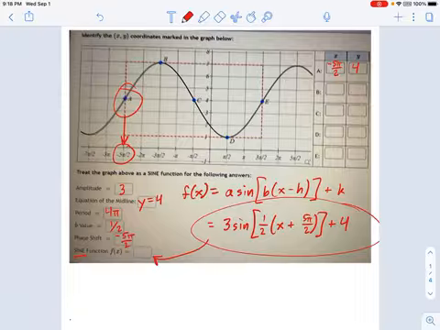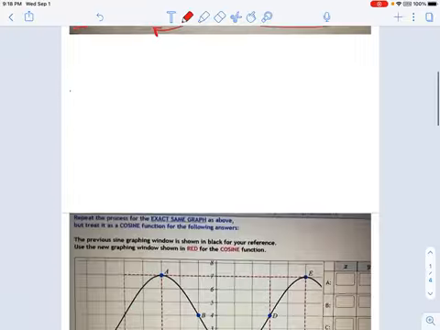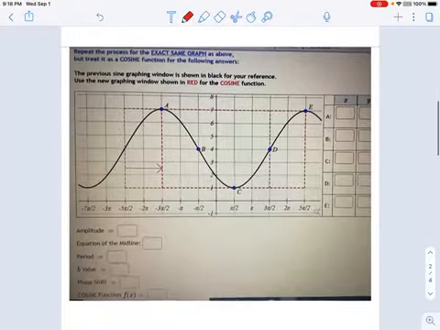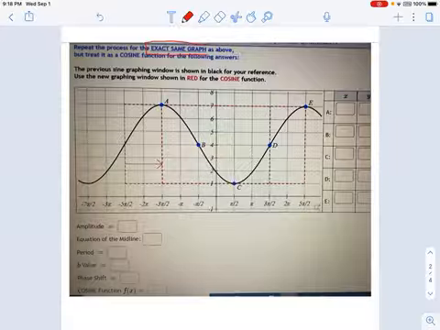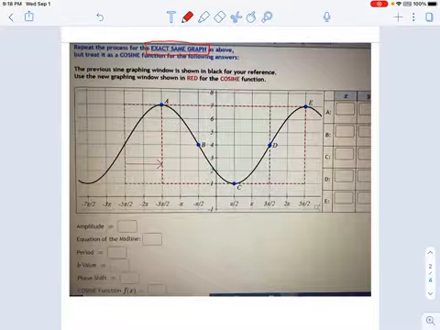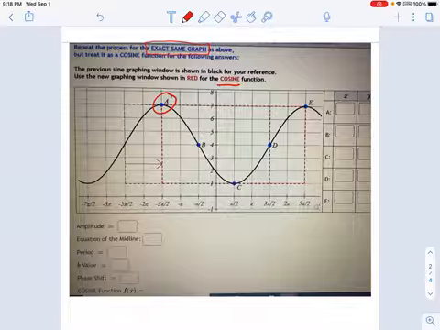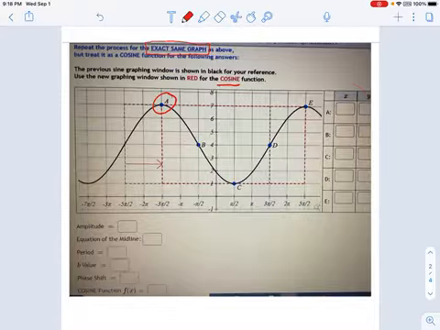Okay, we're not done, because if you scroll down on this problem, you're going to see this stuff. What's this? It says, repeat the process for the exact same graph. It might not be obvious, but if you scroll from the last one to this one, it's the exact same graph. The graphing window has changed. Now, point A is up here at the top of the curve, and we are tracking this for a cosine function. Remember, the only difference between a cosine function and a sine function is the phase shift. So all of these values are going to change, obviously, because the points have changed.